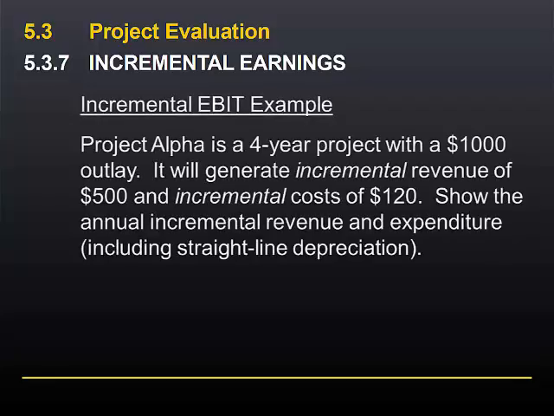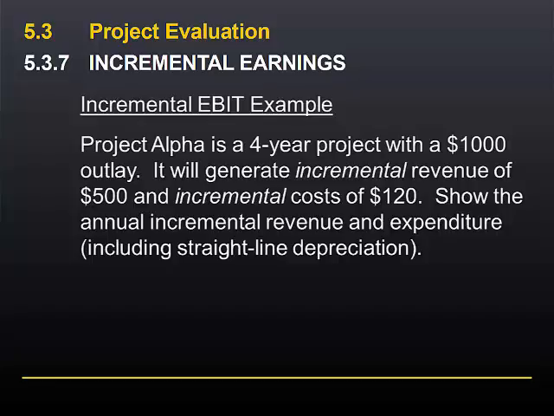And for most of the remaining modules, the examples will be based around Project Alpha. It's a 4-year project with a $1,000 outlay. It'll generate incremental revenue of $500 and incremental costs of $120 per year.